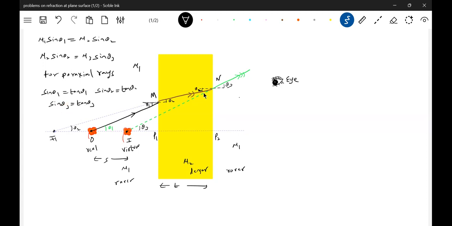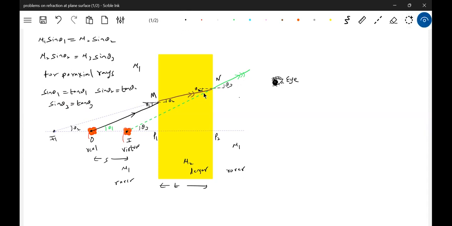Now what we have to calculate? We have to calculate that shift S. That is our requirement. So there is one method: using Snell's law and solving, we can do it. Already we know the apparent shift. So can't we use the apparent shift?